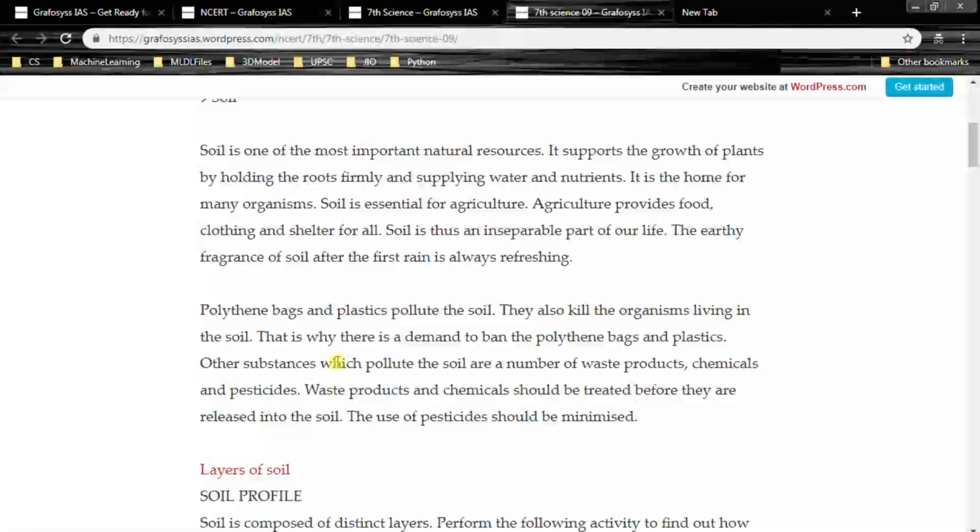Other substances which pollute the soil are a number of waste products, chemicals and pesticides. Waste products and chemicals should be treated before they are released into the soil. The use of pesticides should be minimized. So these chemicals and waste products are the things which pollute the soil. So the use of pesticides should be minimized.